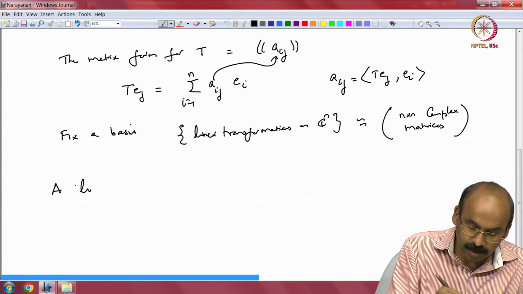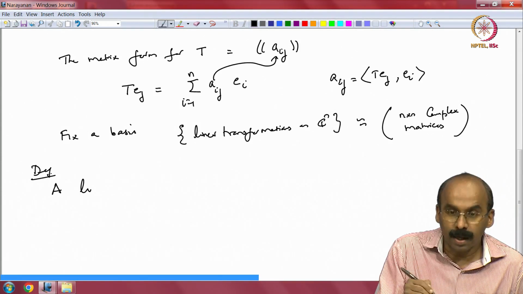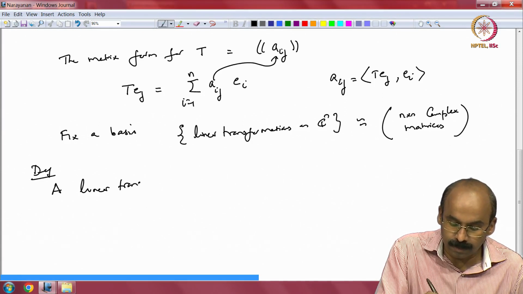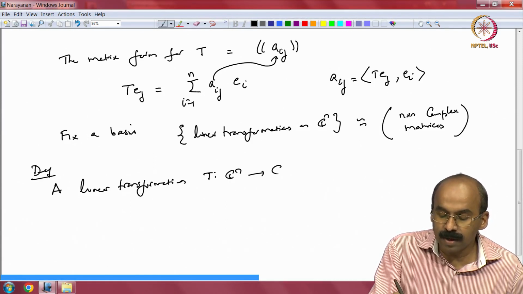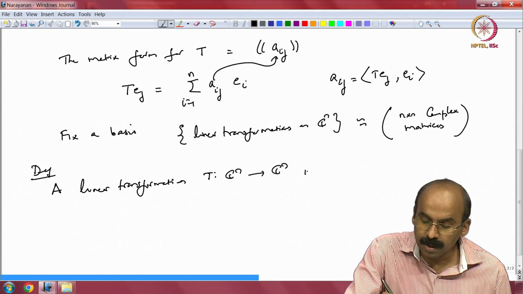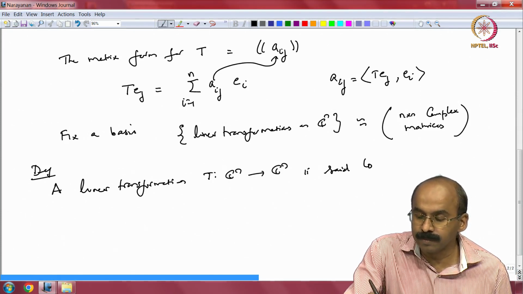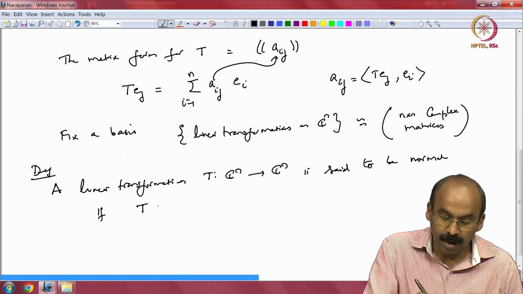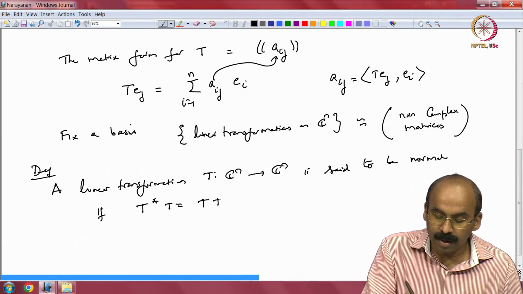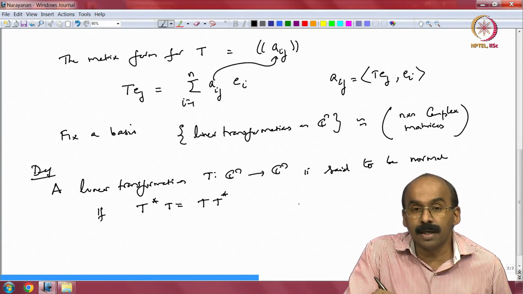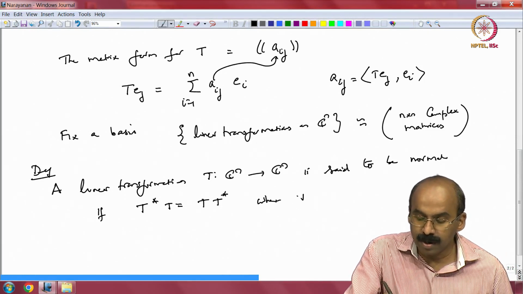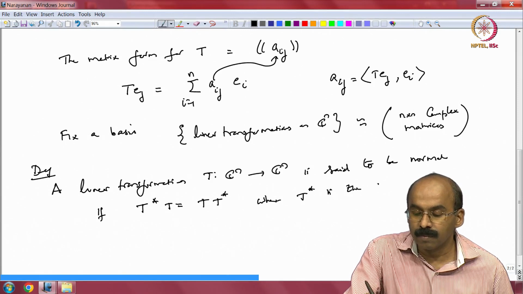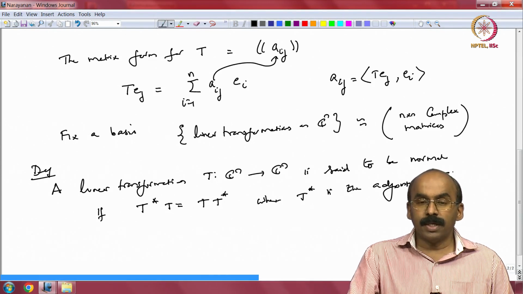So a linear transformation, this is a definition. A linear transformation T from Cn to Cn is said to be normal if T star T equal to T T star. What is T star? T star is the adjoint of T, right. Okay. So how is the adjoint defined?